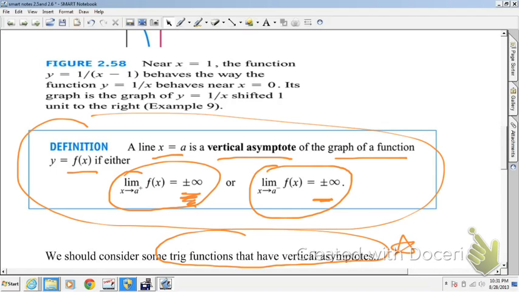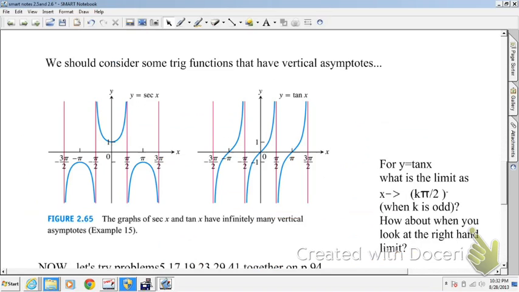Okay. Next, we want to consider some trig functions that have vertical asymptotes. There's lots of them that do. Two functions that might pop into your head are secant and tangent. I have them both here, but for time's sake, I'm just going to zoom in on tangent. So you may be recalling that the vertical asymptotes occur at pi halves, 3 pi halves, k pi halves when k is odd, right? So let's take a look.